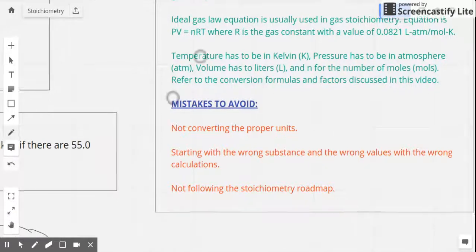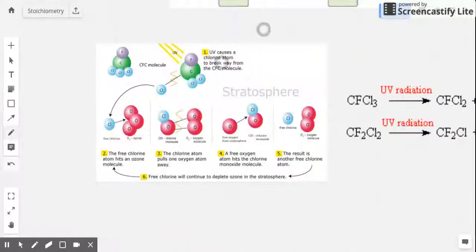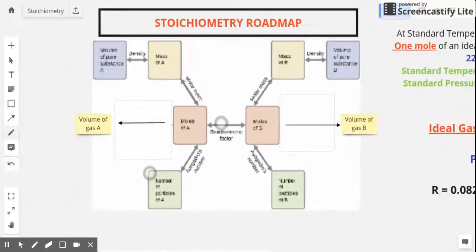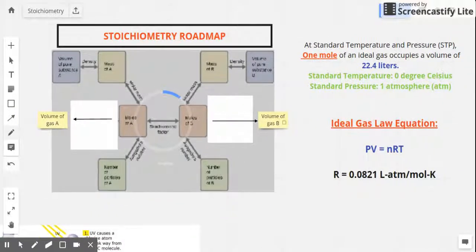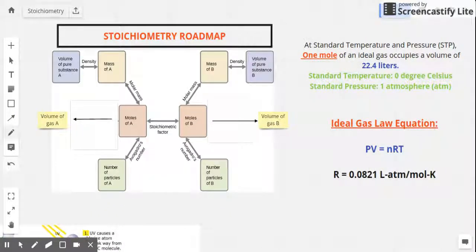So that's it for now. Let me just end with our stoichiometry roadmap. This will be the thing that you need to remember so that you will be guided with your calculations.